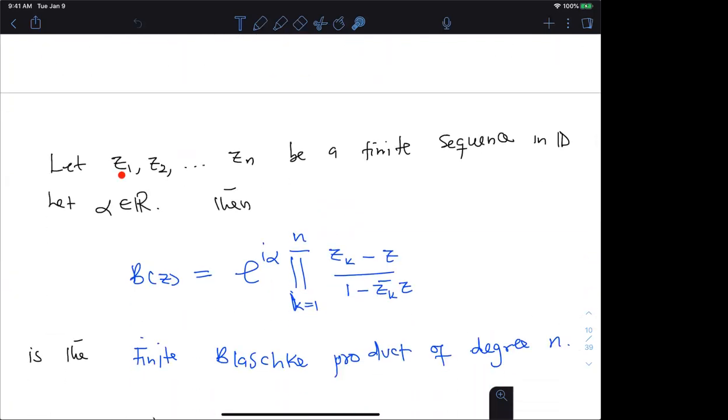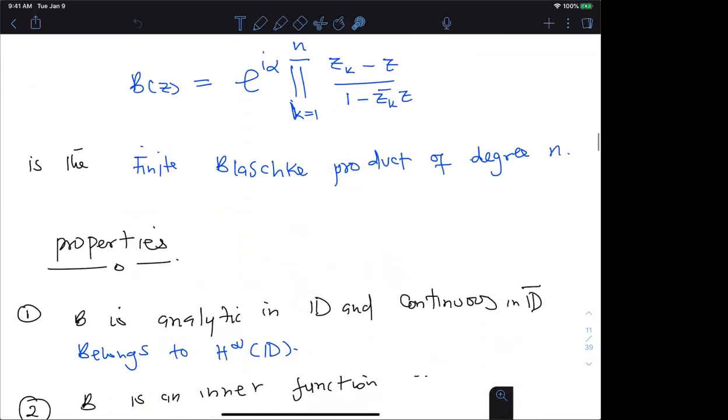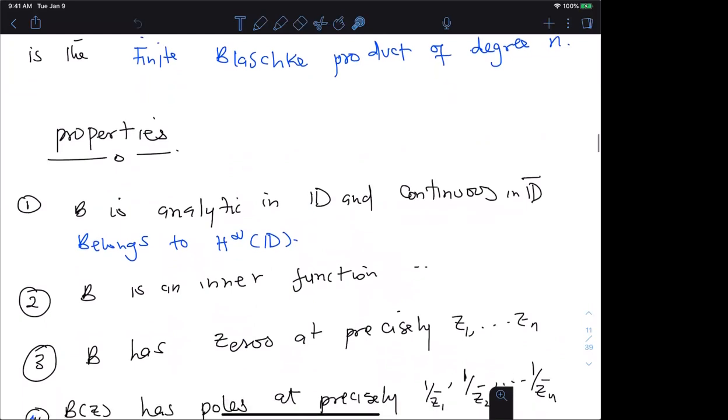Given the sequence of points Z1 through Zn in the unit disk and an alpha in R, B of Z, which is the product of these finitely many Blaschke factors, together with this unimodular coefficient, is what we call the finite Blaschke product of degree n. Here, we do not require the Blaschke condition because we only have finitely many of these, and of course, the series is guaranteed to converge.